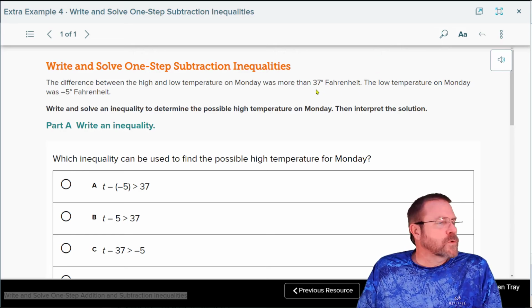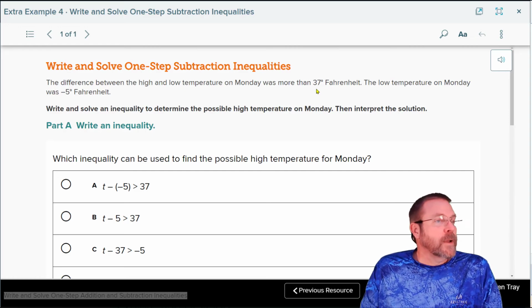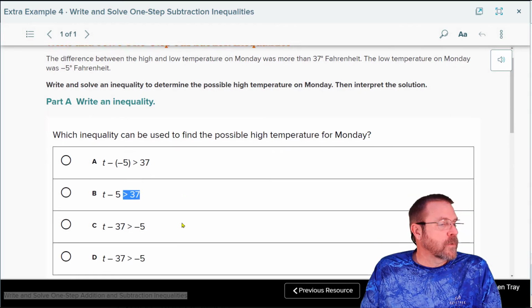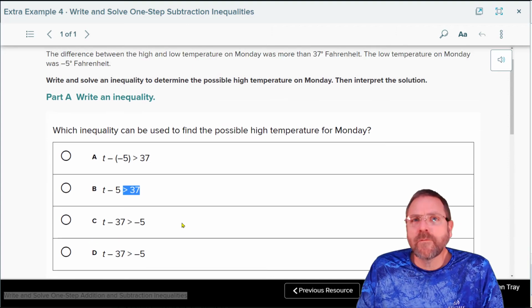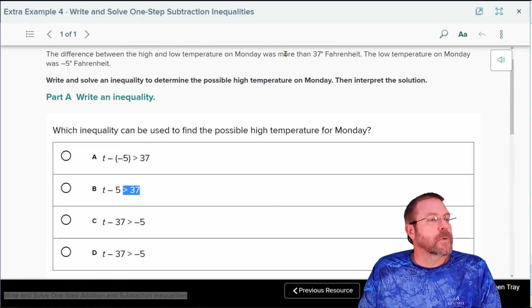Well, we know that we have to end up with a final answer that is greater than 37 degrees Fahrenheit. So you can see that one has a number greater than 37. That one has a number greater than 37. So right now I've narrowed it down to A and B more than likely. And then I'm going to say that the difference between the low temperature Monday was 37 degrees. The low temperature on Monday was -5 degrees Fahrenheit.